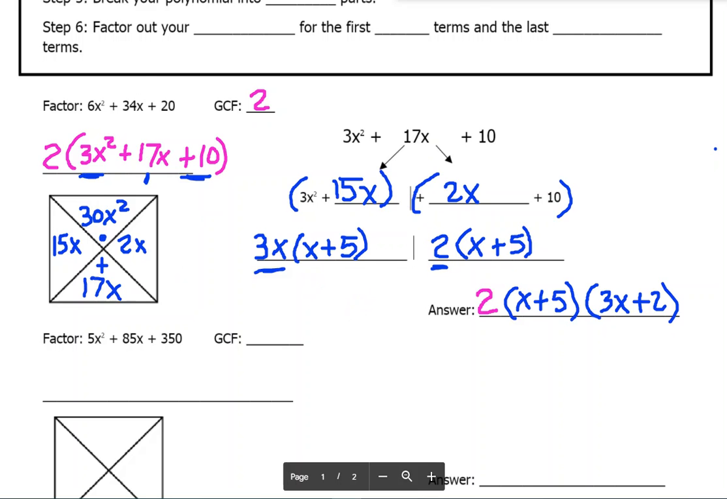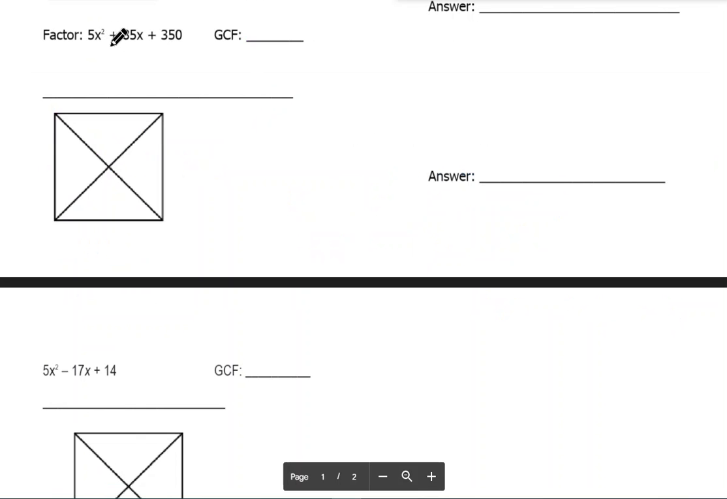All right, let's do another example. So I got 5x squared plus 85x plus 350. Oh, wow. All right, what's our greatest common factor? Well, they all end in 5 or 0, so my greatest common factor would be 5. So let's pull out that 5.